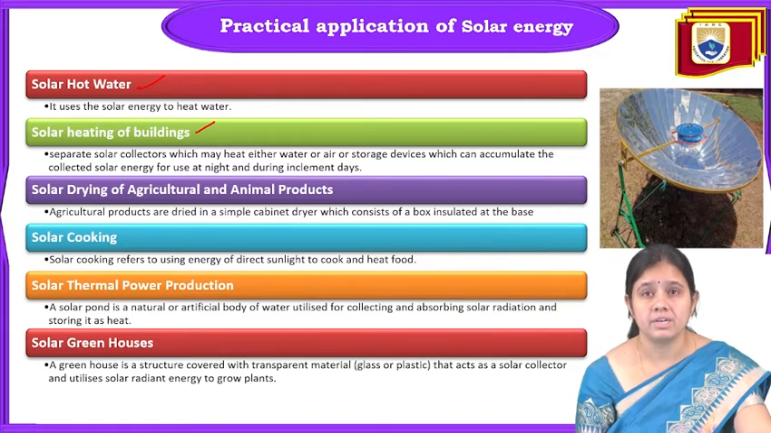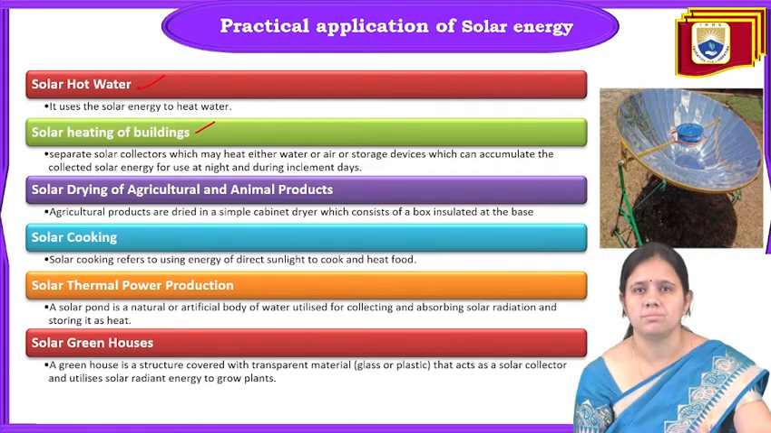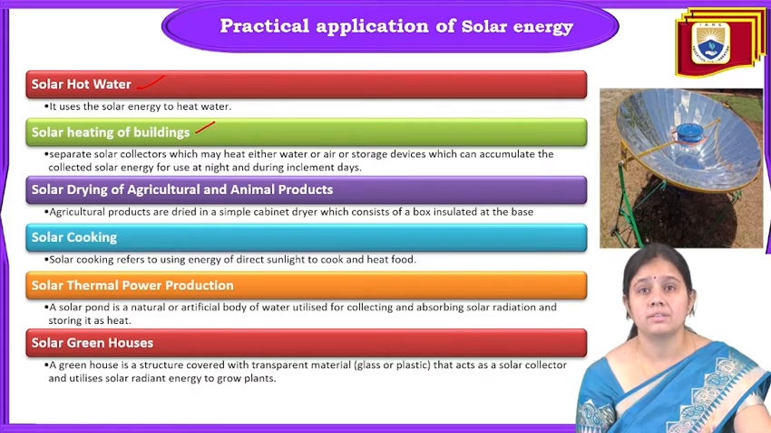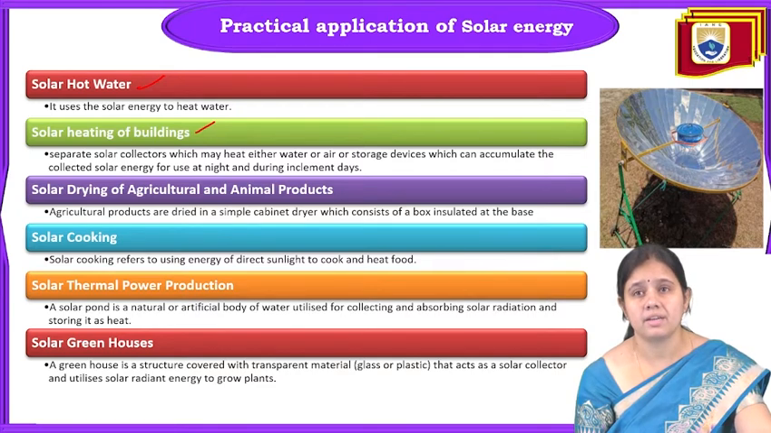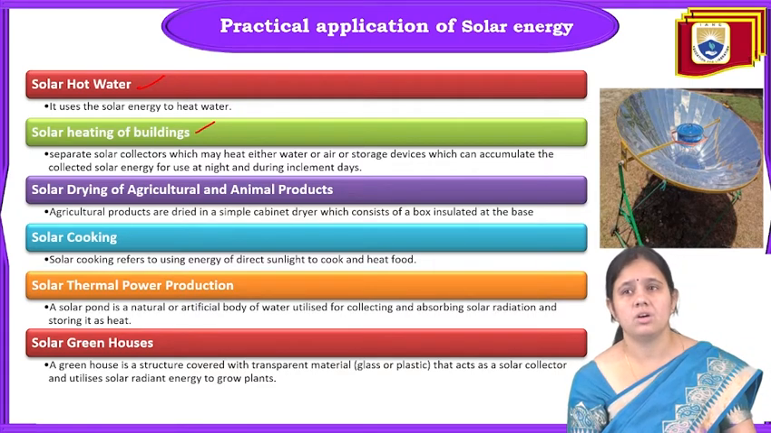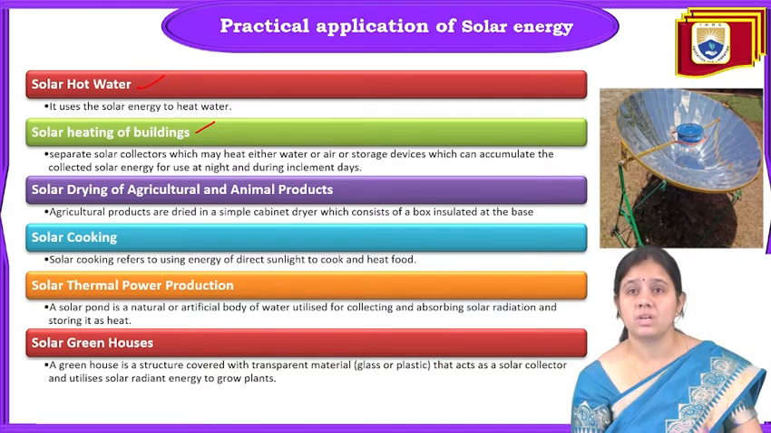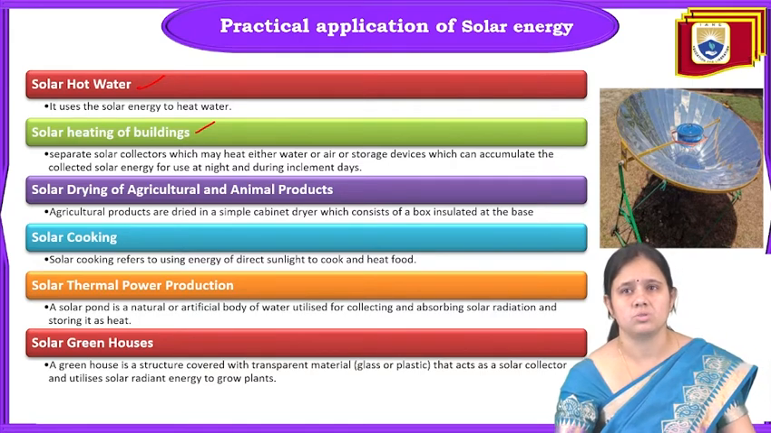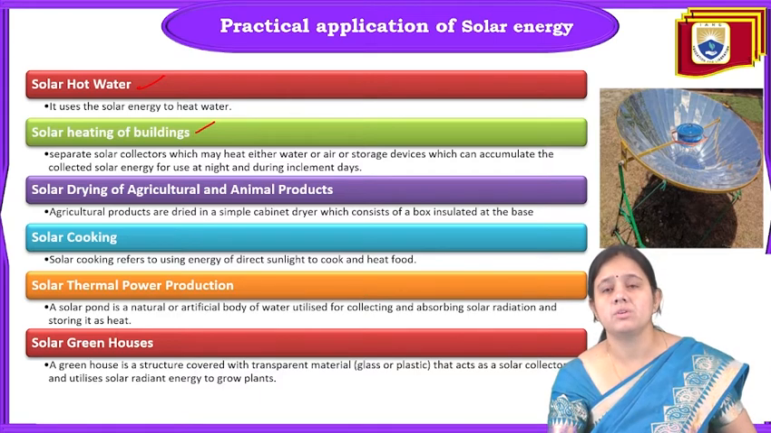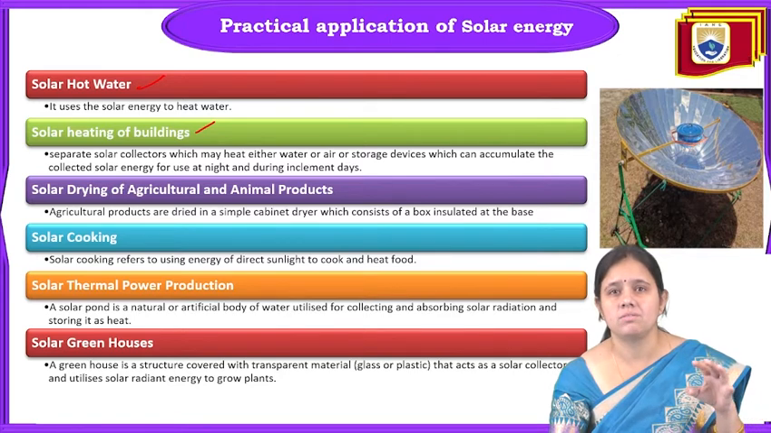So in solar heating of buildings, we are collecting the solar energy in water storage or storage devices, which can be used for our use at night or during bad weather. And now comes the solar drying of agriculture and animal products. Animal products are dried in a simple cabinet dryer, which consists of a box insulated at the base. So solar energy is utilized for animal products and agriculture activities also, because for drying some agriculture products we use solar energy in a dry cabinet where an insulated box is there, and that will utilize the solar energy.